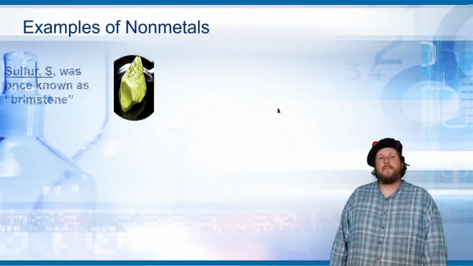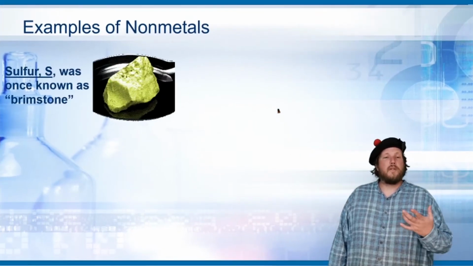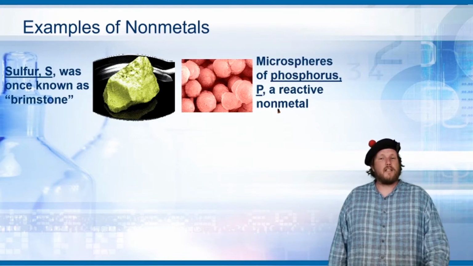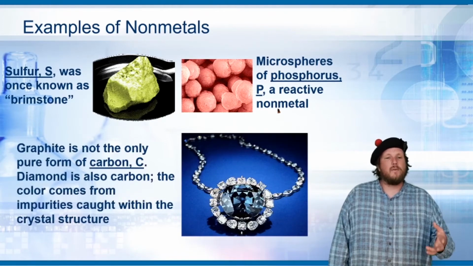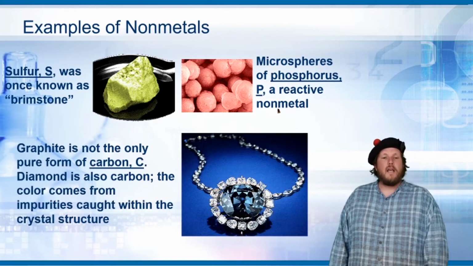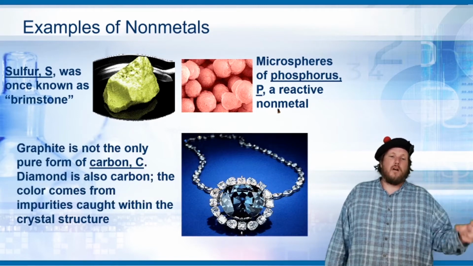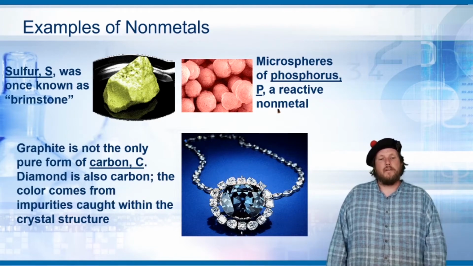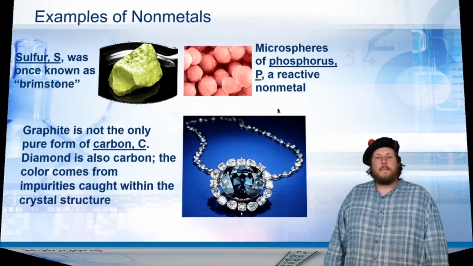So there's also sulfur, which used to be known as brimstone. There's microspheres of phosphorus, which are a reactive nonmetal. Graphite isn't the only pure form of carbon. We also have diamonds, which are a pure form of carbon, and some of the impurities in that will give us different colors and things.